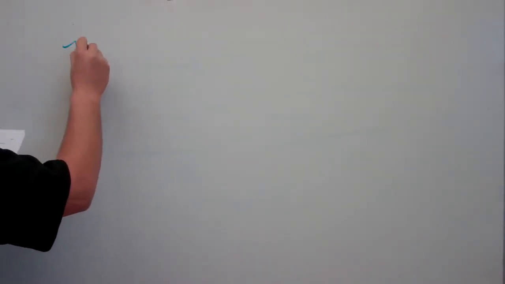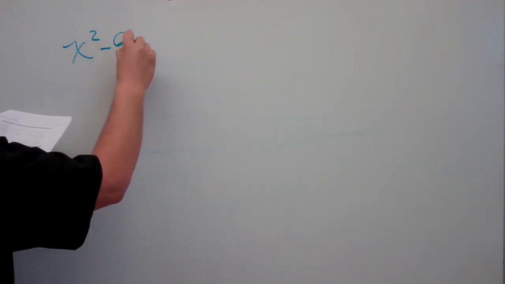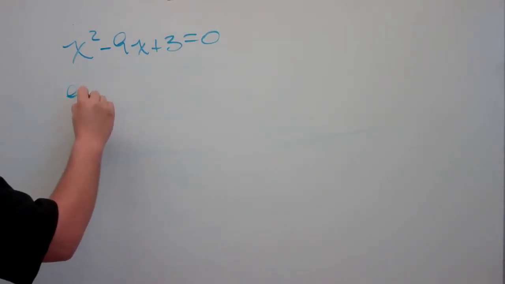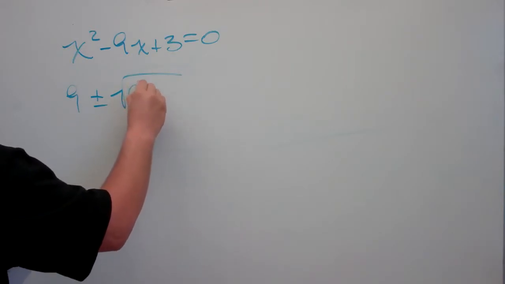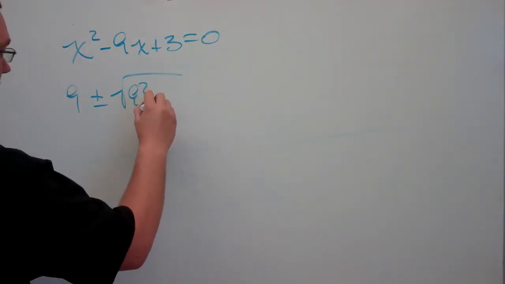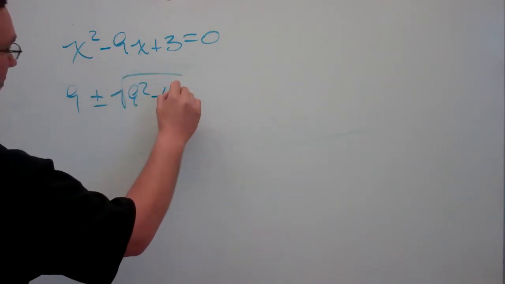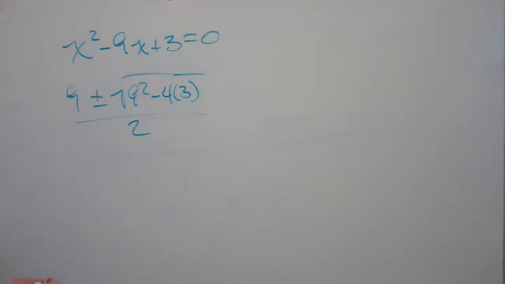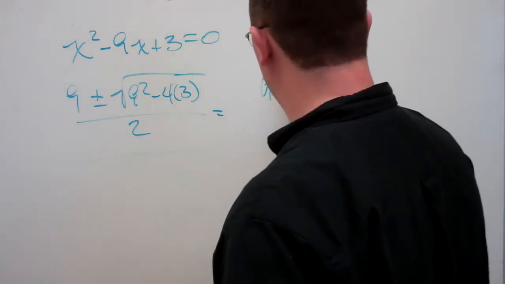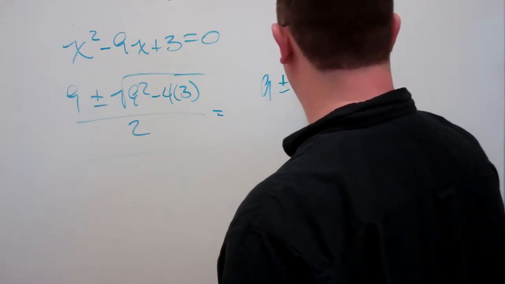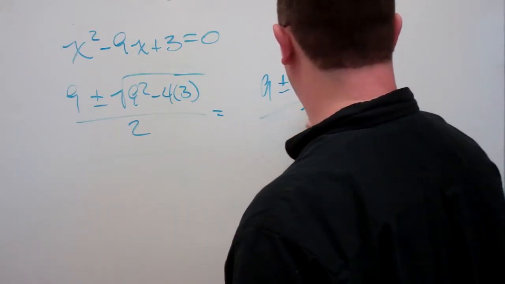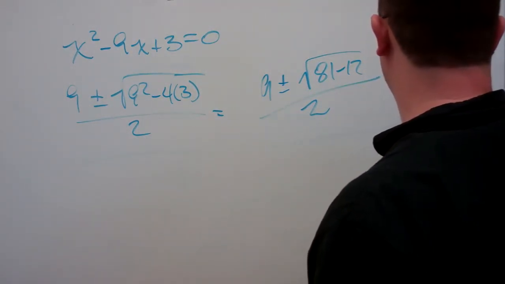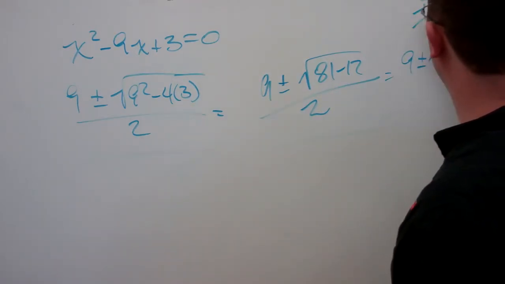So, again, bring the 9x over here. Remember, it changes signs. So, negative b, that's 9, plus or minus 9 squared, because since you're squaring it, the negative is irrelevant. Minus 4 times a, which is 1, times c, which is 3, all divided by 2. Well, really 2a, but a is 1. Alright, so we have 9 plus or minus the square root of 81 minus 12 over 2. So that is 9 plus or minus the square root of 81 minus 12.